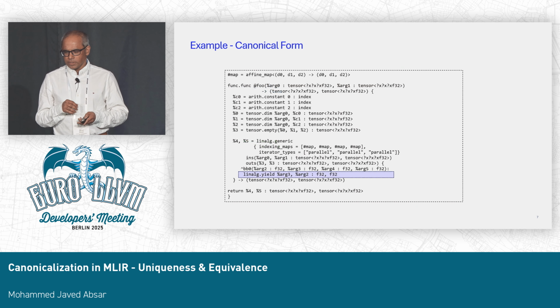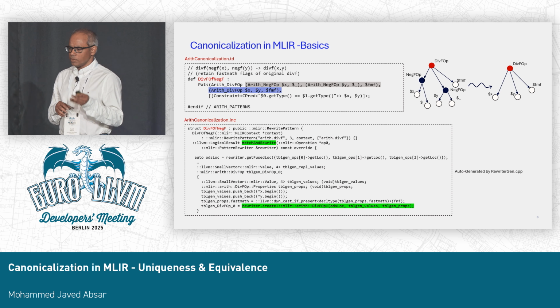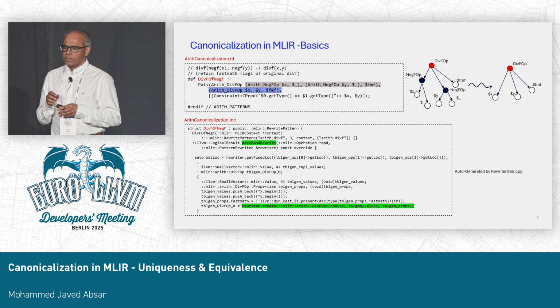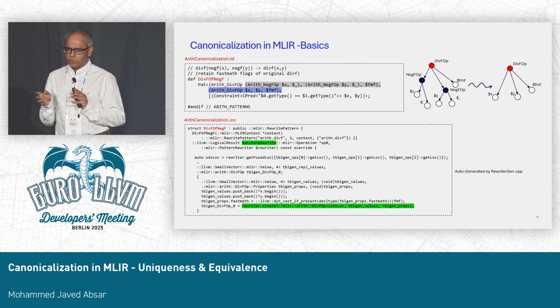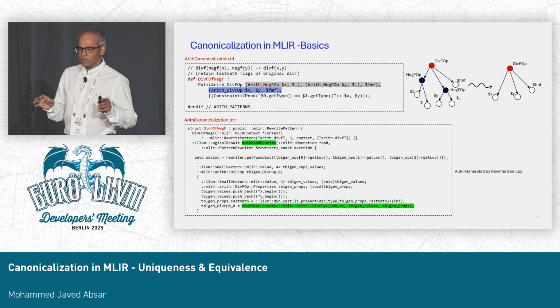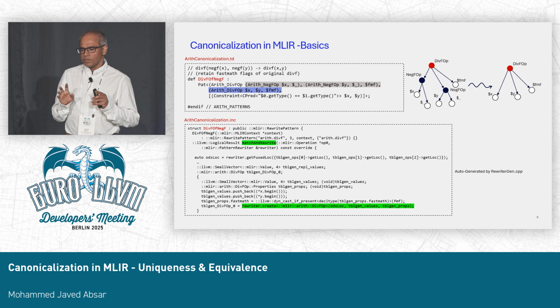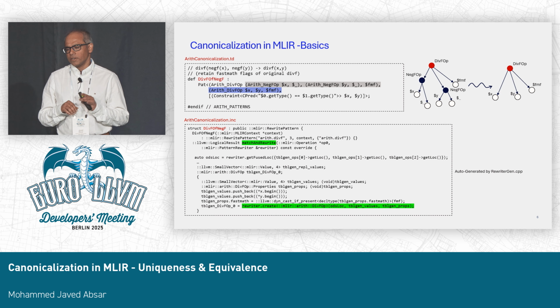So these are two ways, and another is the fold patterns that you can write. Actually, for a lot of the arithmetic and math things, fold is the preferred way for a lot of folks. This talk is not really about how to write the canonicalizer patterns. There are lots of write-ups on this. This is just so that everybody understands what we're talking about.